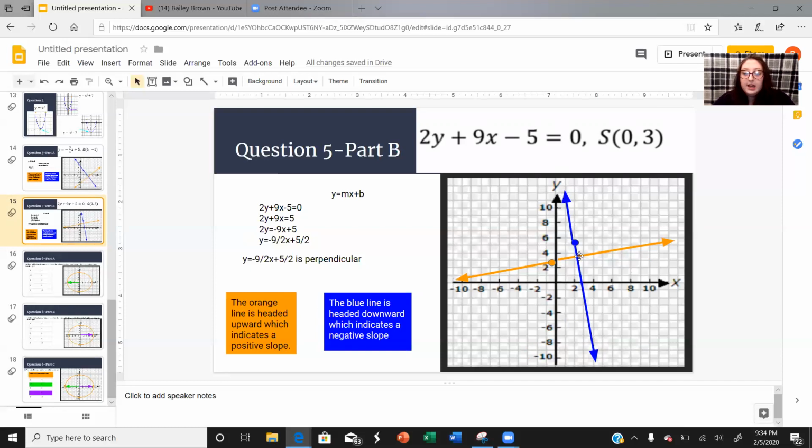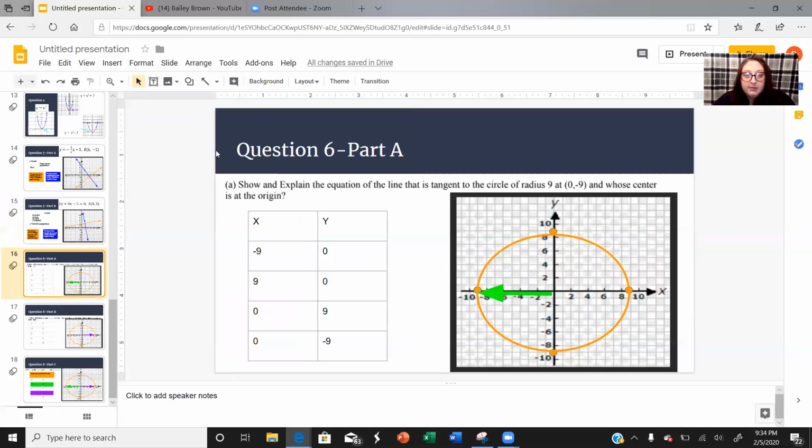The orange line is headed upwards, so that indicates that it has a positive slope. And the blue one is going downwards. It's not quite a straight line, but it's slightly going down, which means that it has a negative slope.